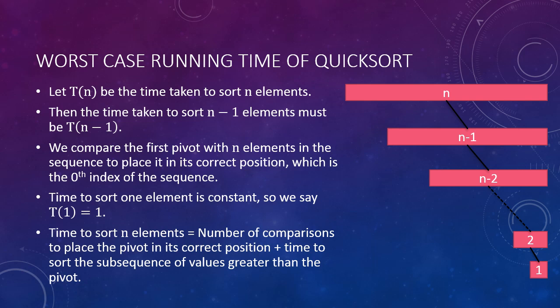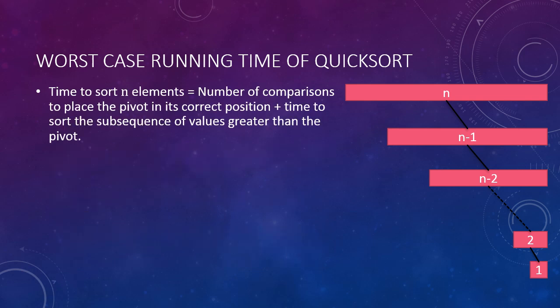Now, time to sort n elements is the number of comparisons to place the pivot in its correct position plus the time to sort the subsequence of values greater than the pivot, because no subsequence of values lesser than the pivot is breaking. This can be mathematically written like this. T(n) is n plus T(n minus 1). T(1) is 1.